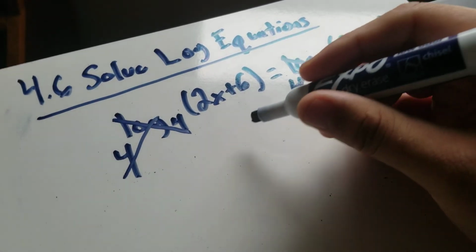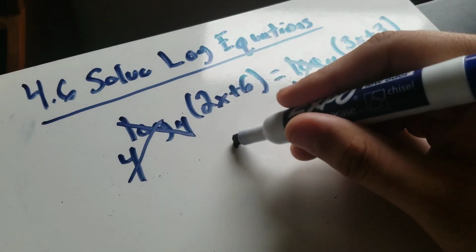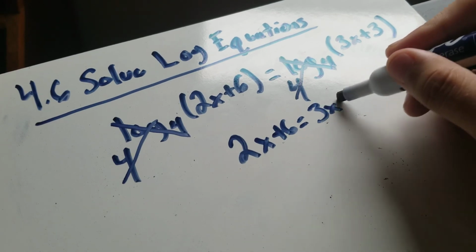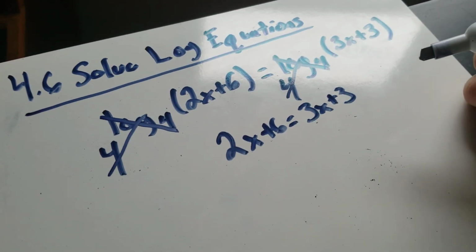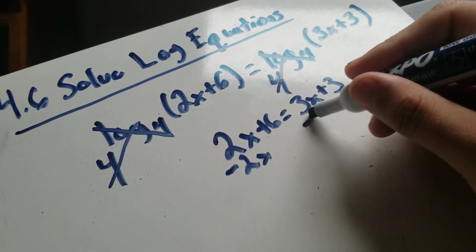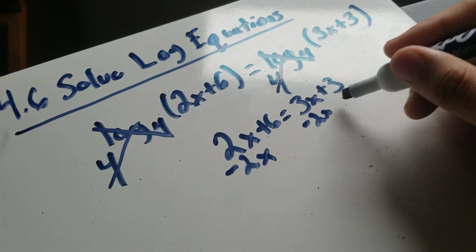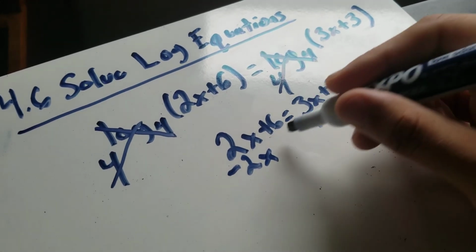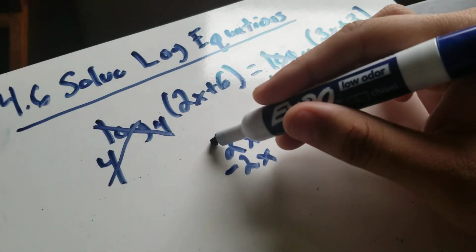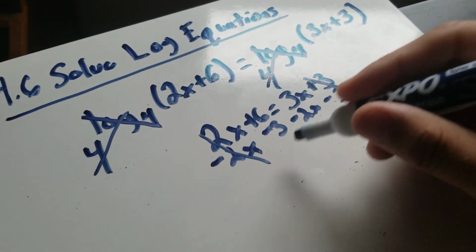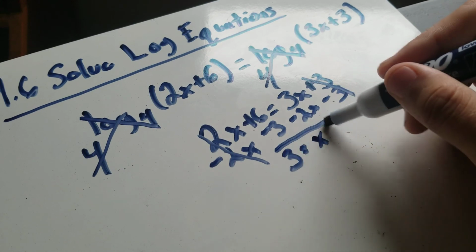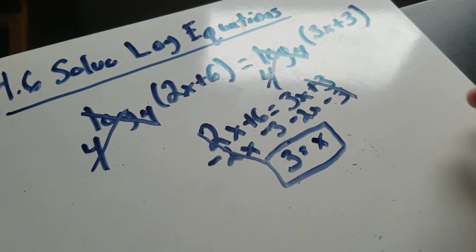But now, because the logs are completely gone, we're just left with 2x plus 6 equals 3x plus 3. And look at this. This is an Algebra 1 question. So let's subtract 2x on both sides. And because we're Algebra 2, I'm going to be a little confident, and I'm going to subtract 3 on both sides at the same time. So I'm going to cross out these 3's, and I'm going to cross out this 2x. So 6 minus 3 is 3. 3x minus 2x is x. So we believe one of our answers is x equals 3.